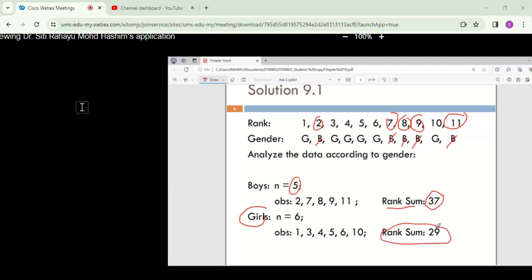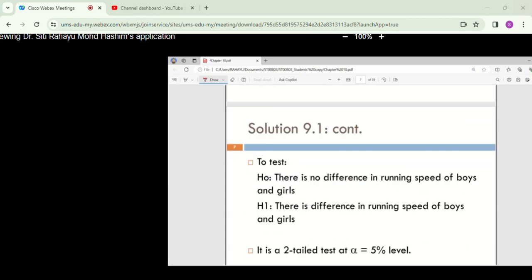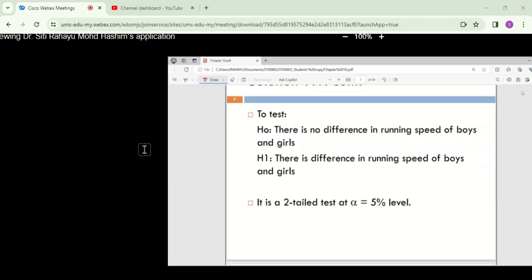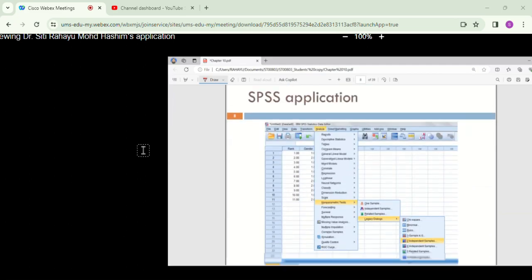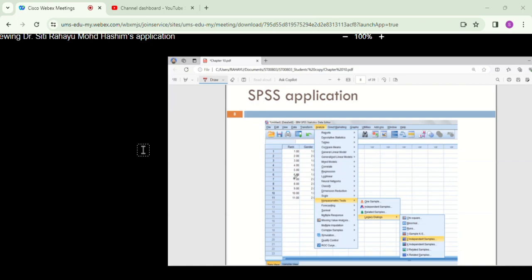Right? So this is the hypothesis statement. Okay, hypothesis statement for the Mann-Whitney test is similar with the independent t-test. So let's say we have a two-tail test at alpha 5%. Okay, so what we need to do is we just key in the data. The data looks like this. Since this is independent sample, so for the independent sample, we must have one categorical variable in one column, the grouping code. So we have gender in one column and then the ranking in another column.